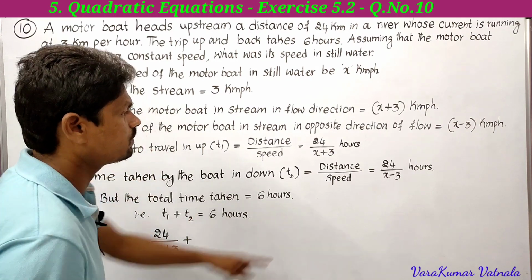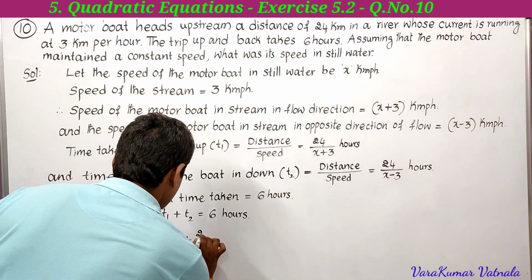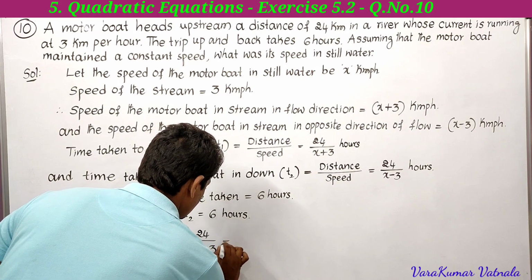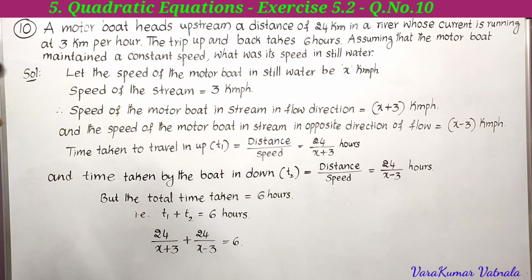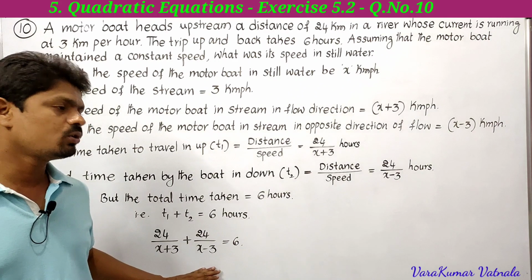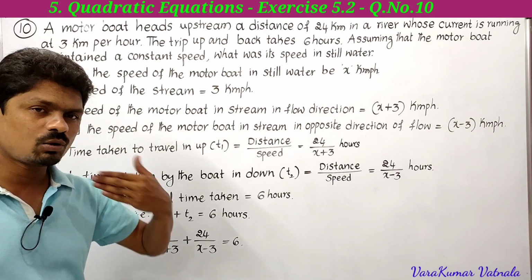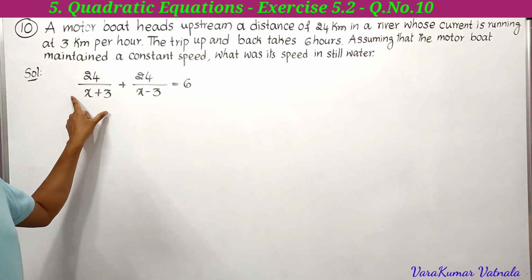Plus t2 is equal to 24 by x minus 3. 24 by x minus 3 is equal to 6. So we have to simplify this to get a quadratic equation. So see here what we get. So now we have to simplify it.